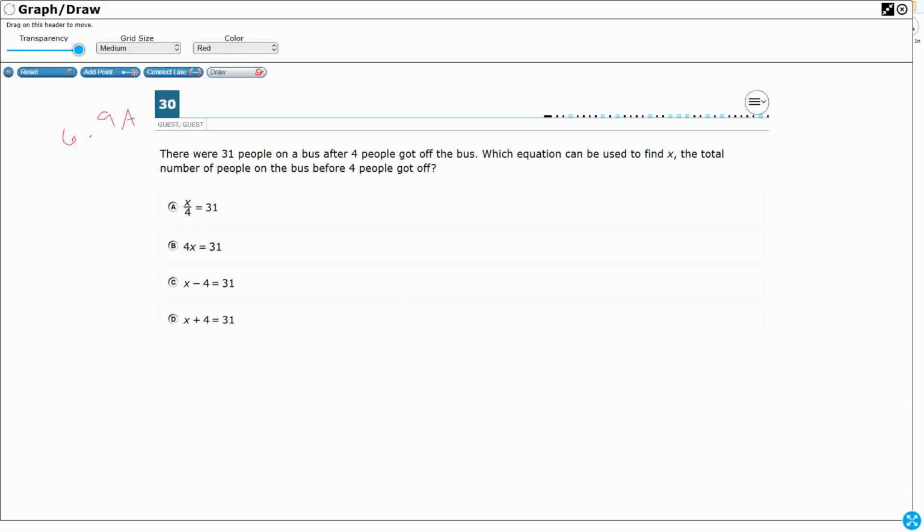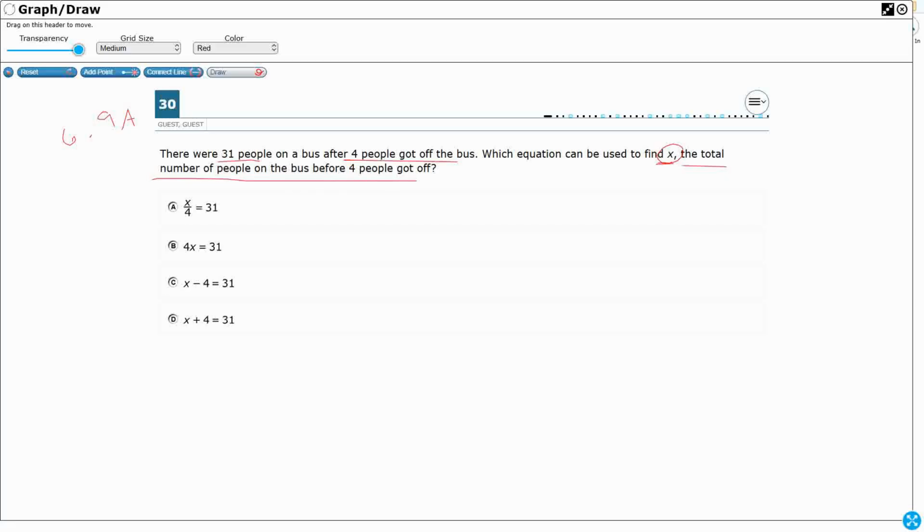And there are 31 people on a bus after 4 people got off. So we need to find an equation for x, the total number of people on the bus before the 4 people got off. Okay, so 31 and 4. All right, so let's figure this out. So look at x right here. X is my total, the total number of people on the bus before the 4 people got off.